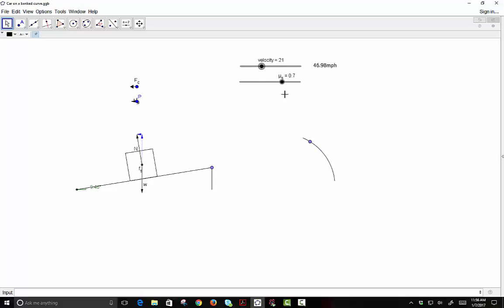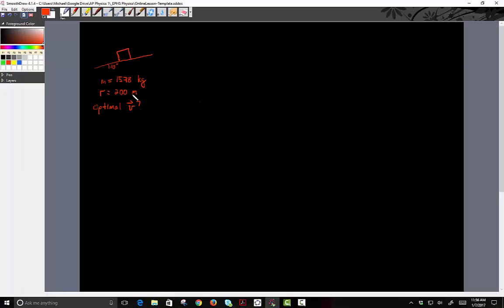So what I'd like to do now is work through an example. If this is 10 degrees, what's that optimal velocity? In other words, the design speed. So if we have a 10 degree bank and the mass of my car is 1578, the car and driver and everything in it, and the radius of the turn is 200 meters, what's the optimal velocity or the design speed of this? In other words, we don't want any friction involved. So our centripetal force comes strictly from the normal.